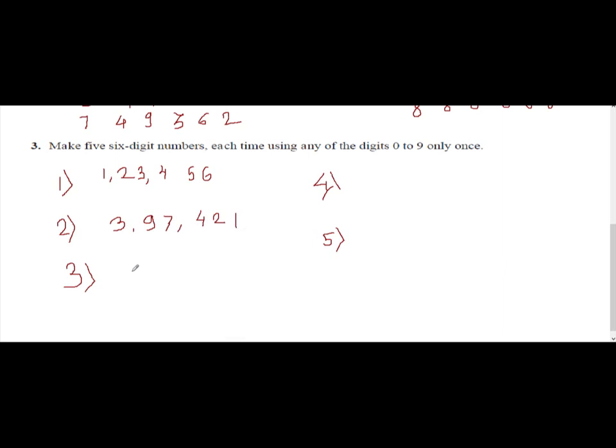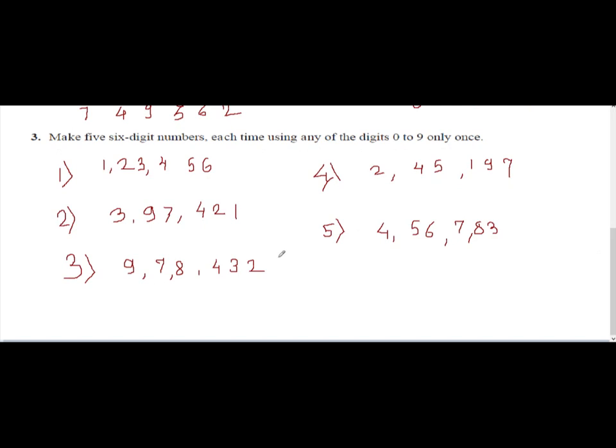3,97,421. Next, 9,78,432. Next, 2,45,197. And last one, 4,56,783. Okay, here we just make the 5. Here we complete the problem set as well as 6 digit numbers.